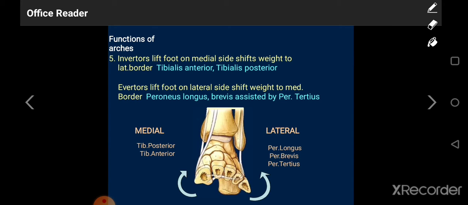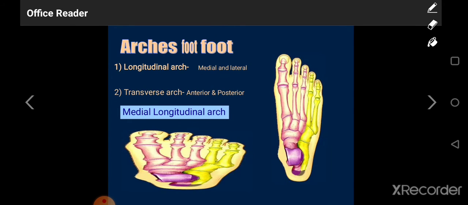Inverters lift the foot on the medial side and shift the weight to the lateral border. Inverters are the tibialis anterior muscle and the tibialis posterior. Everters lift the foot on the lateral side and shift the weight to the medial border. Everters include the peroneus longus, brevis and tertius muscles.